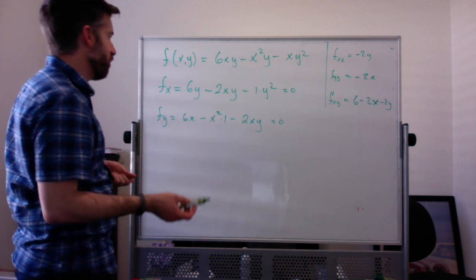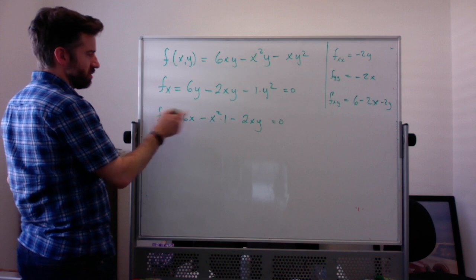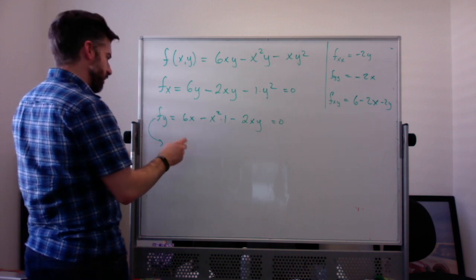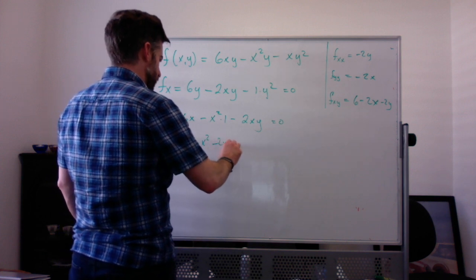Okay, so let's find the critical points. So we're going to set these each equal to 0, and it's actually going to get kind of messy. So let's look at this. Let's deal with the second one here. So I've got 6x minus x squared minus 2xy equal to 0.